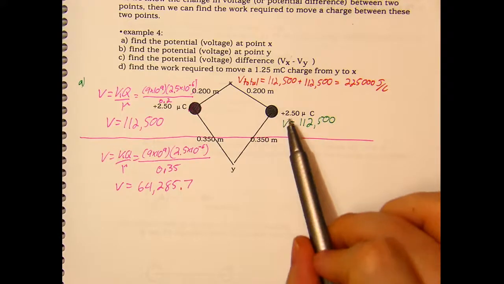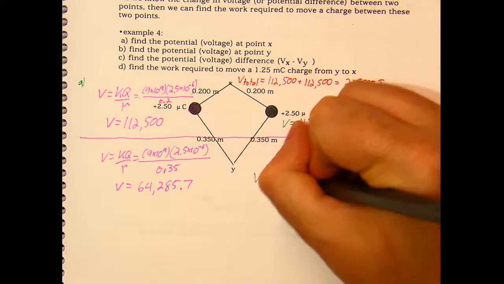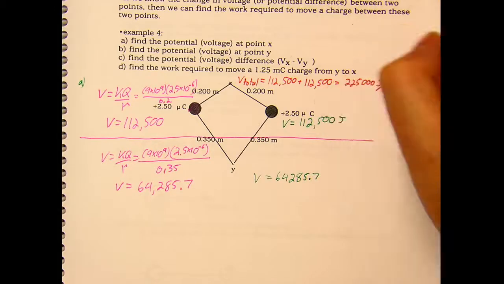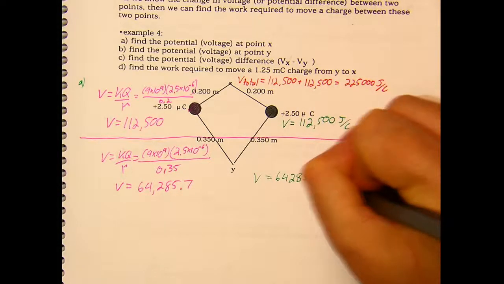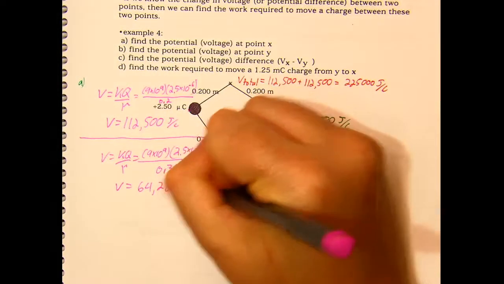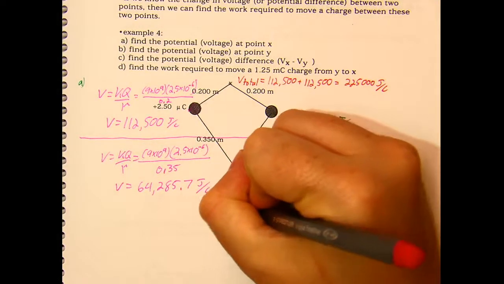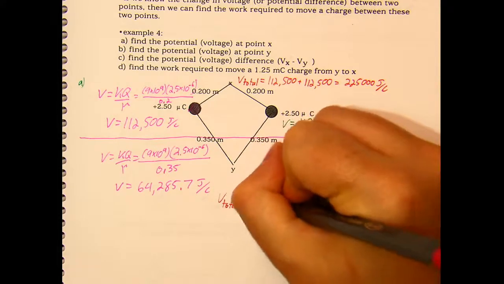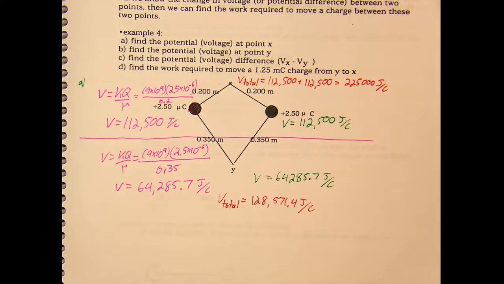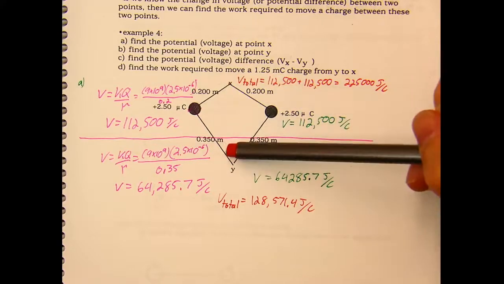Nothing's changed over here, same charge, same distance as before. So my voltage down here from this guy is going to be 64,285.7. Really should be putting units on all these things. Joules per coulomb, joules per coulomb. And so then the total voltage down here at Y is 128,571.4 joules per coulomb. So we can see the two different electric potentials or voltages at X and Y.